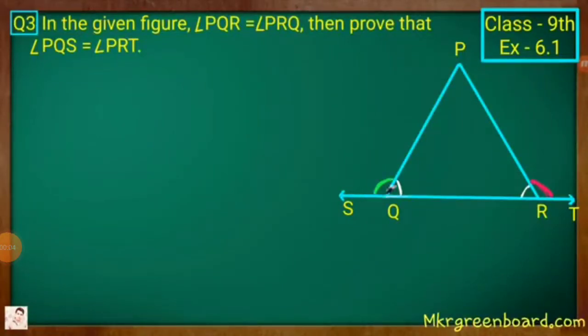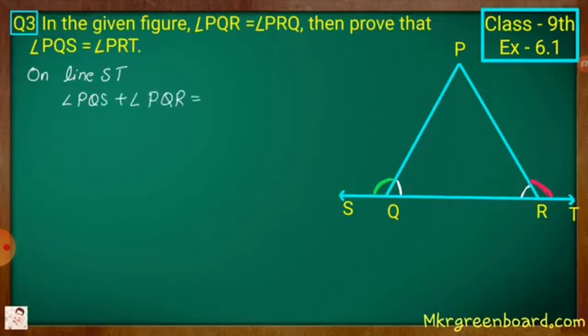Good morning, children. We will continue the exercise, question number 3. In the given figure, angle PQR equals angle PRQ. Then prove that angle PQS equals angle PRT. See the line first of all. Line is ST line. That is the baseline. What they are given: angle PQR equals angle PRQ, then prove that angle PQS equals angle PRT.